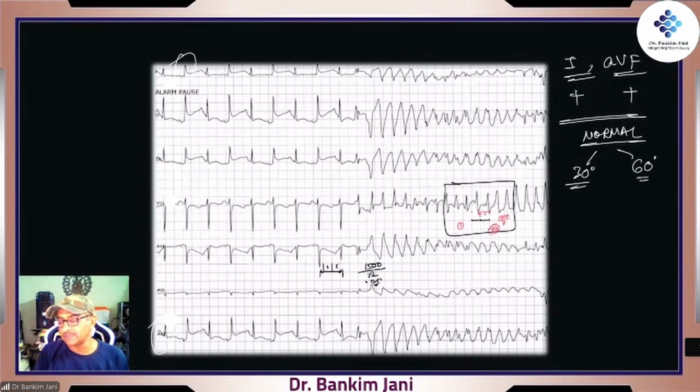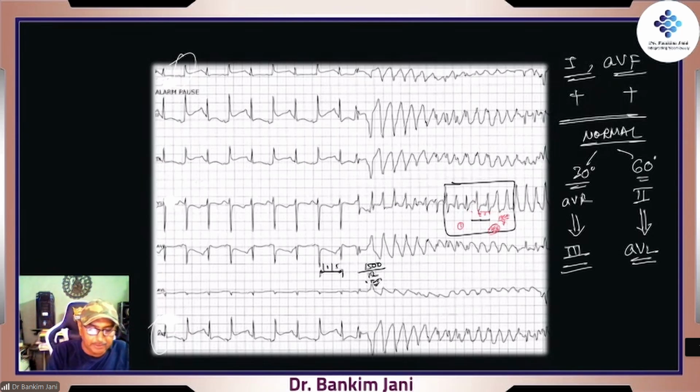At 30 degree, AVR was sitting. At 60 degree, who was sitting? Lead number 2 was sitting. But who will be watching it from the 90 degree? For AVR, it will be lead number 3. For this, it will be AVL, right? Let's watch who has got less variation. Lead number 3.